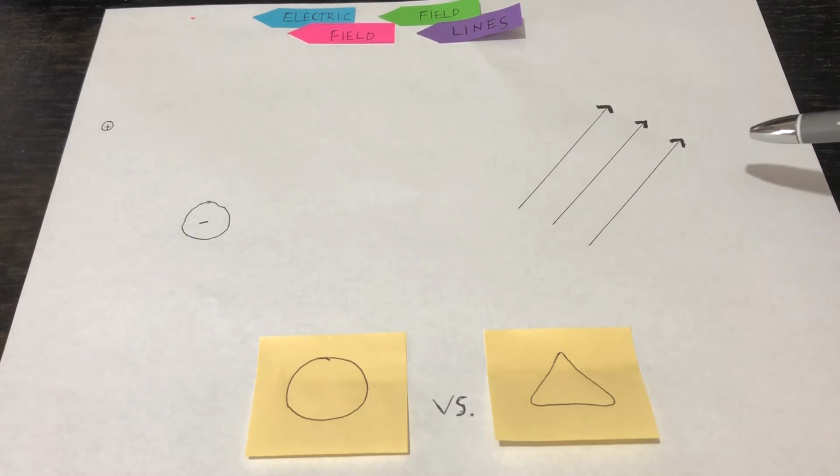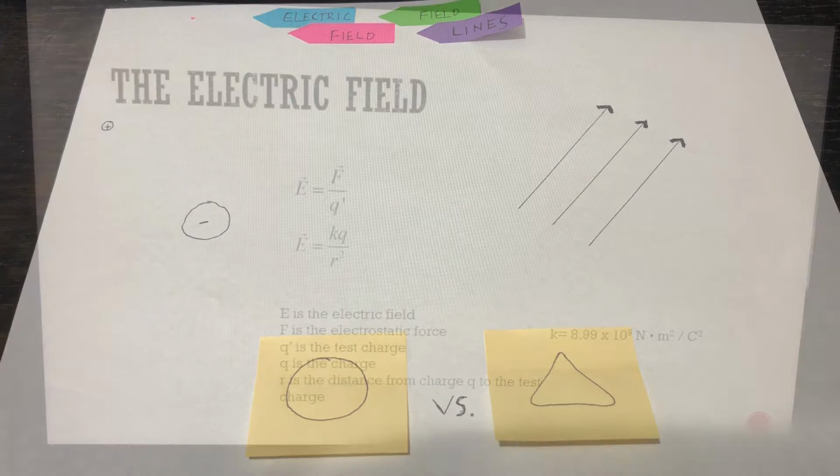Next, we have these field lines. What the heck are those? What does it mean that they're pointing this way and that they're that far apart? And then finally, we're going to talk about conductors. And does it matter if it's an imperfectly drawn circle or an imperfectly drawn triangle? I don't know, let's figure it out.